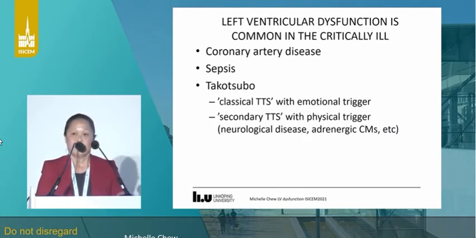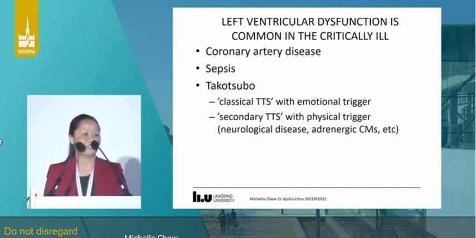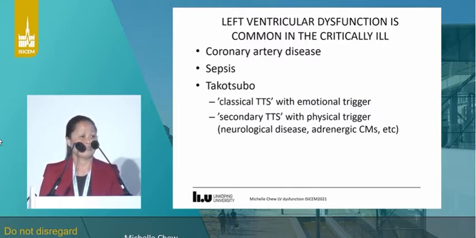So, ladies and gentlemen, I've just put to you that the left ventricle is important to consider during this era of COVID-19, where there is so much focus on the right ventricle, as I'm sure Antoine Vieillard-Baron will tell you about in the next lecture. And left ventricular dysfunction does occur very commonly in critically ill patients.